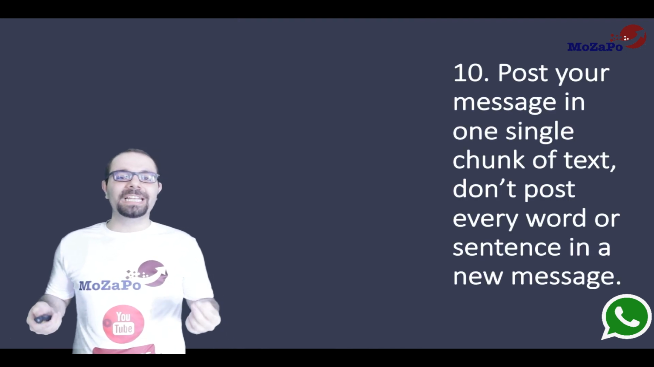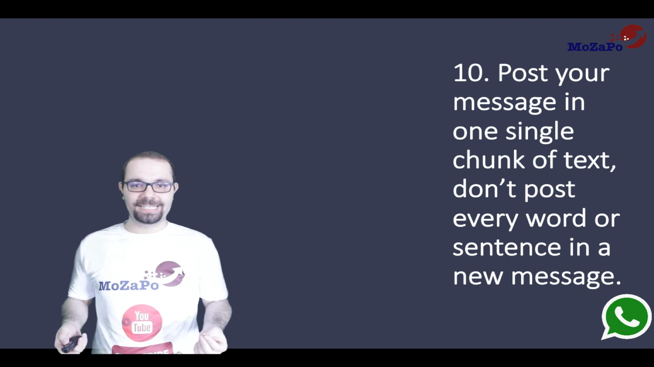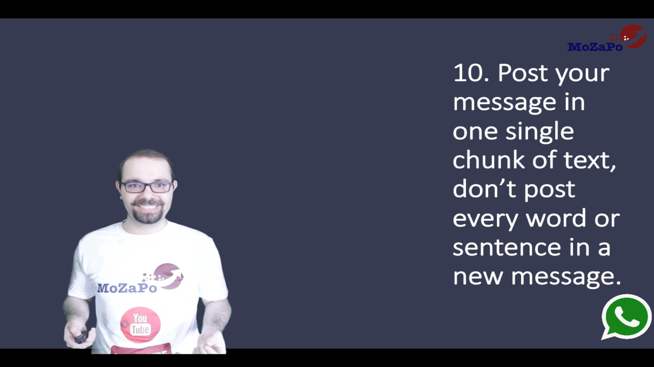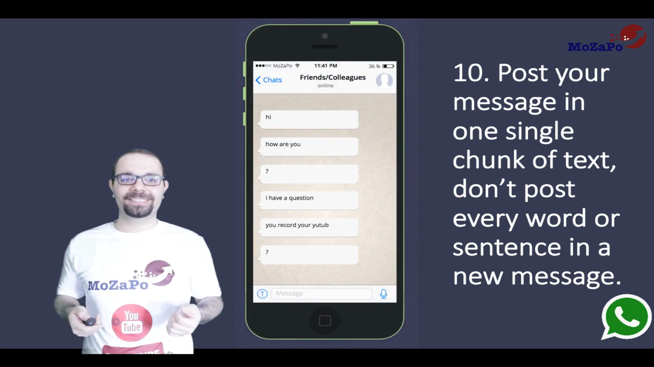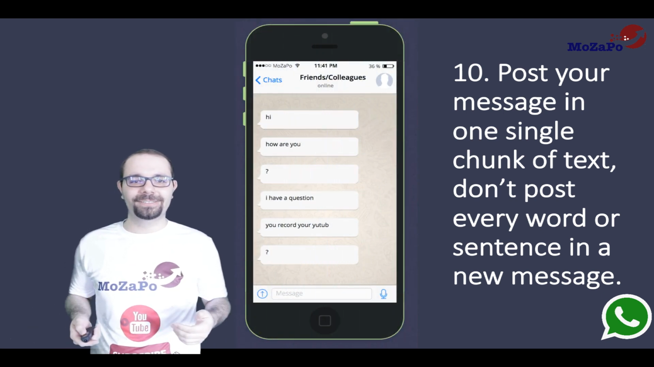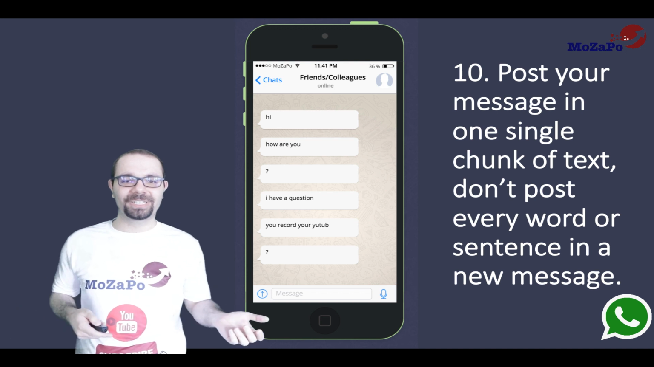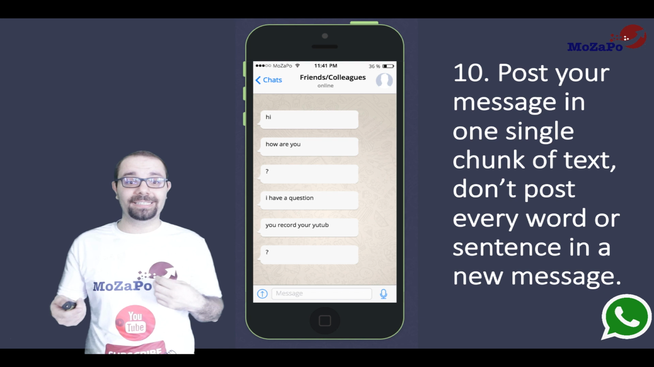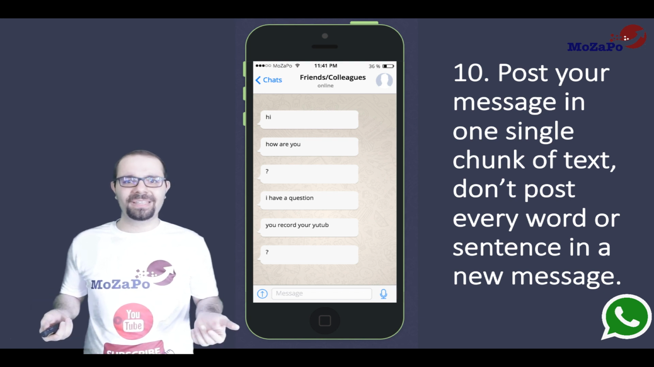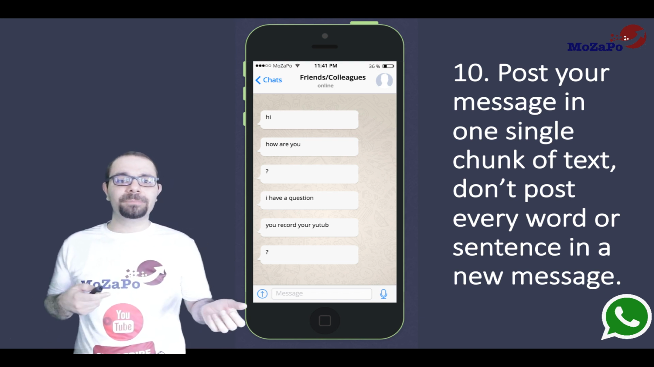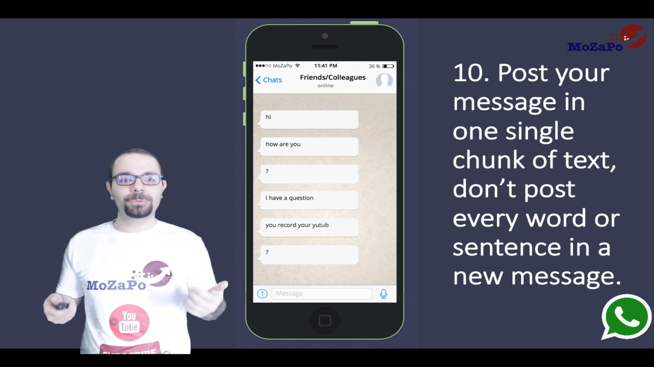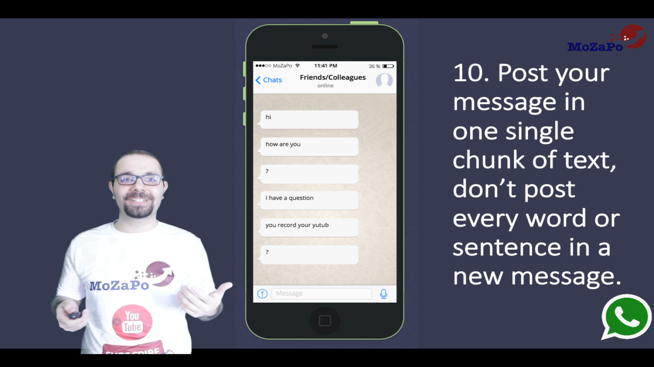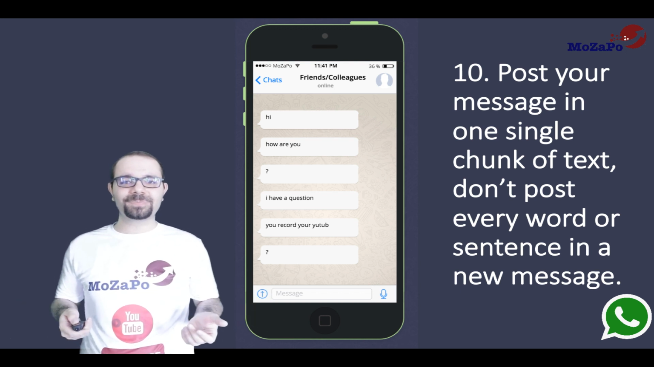Post your message in one single chunk of text. Don't post every word or sentence in a new message. For example, look at this message. Hi, how are you? Question mark. I have a question. You record your YouTube. And again, misspelling here and question mark. It is not good because the person who receives the message will receive hundreds of messages and hundreds of rings.